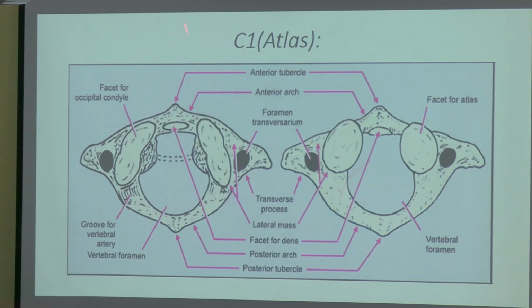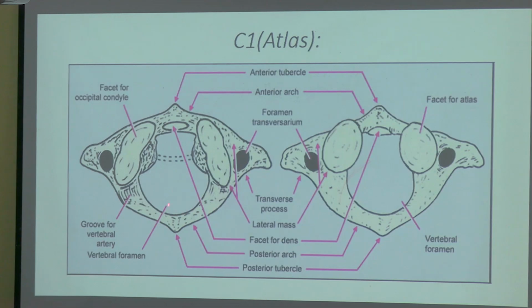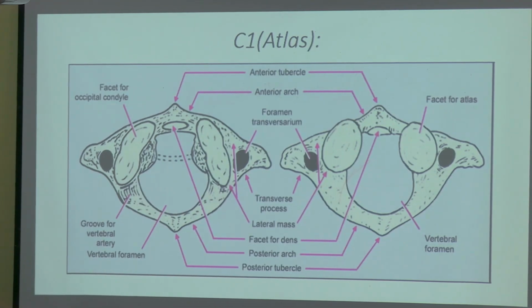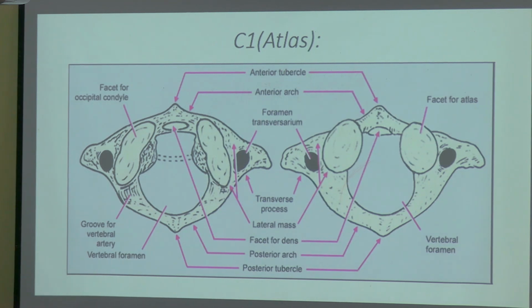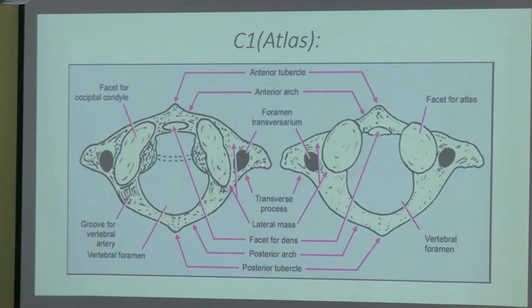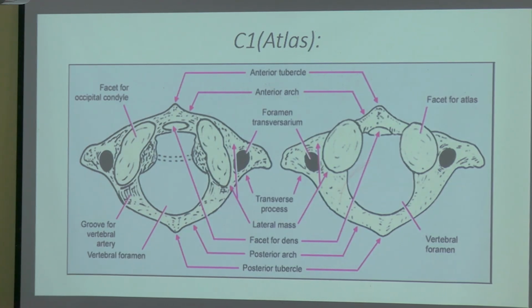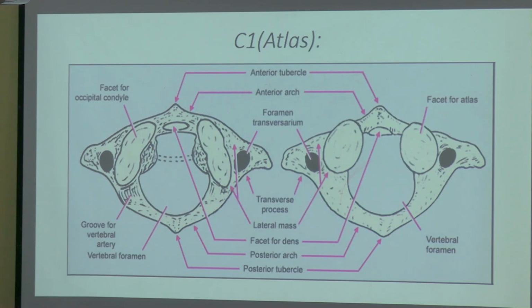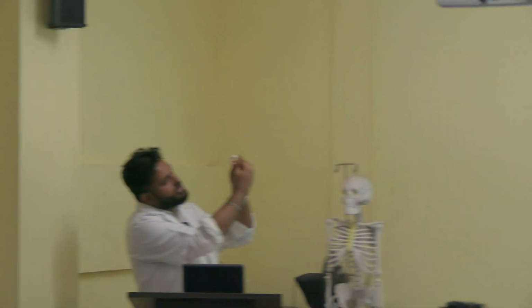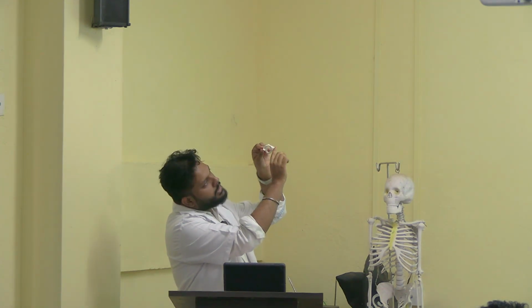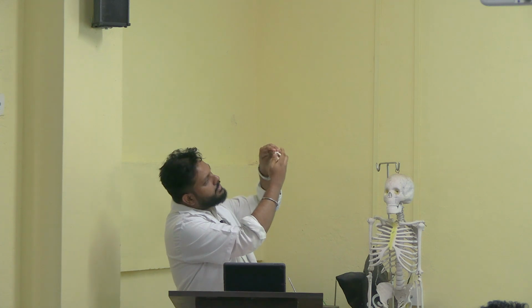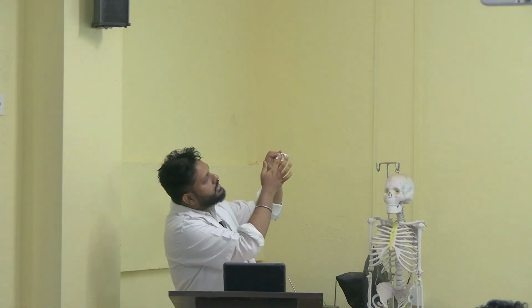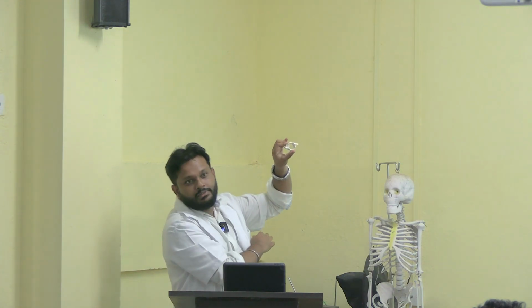Now click a picture of this one. This one is taken from the textbook of IBC. If possible, please draw a freehand diagram. Otherwise, just take a picture. These are transverse processes. This is the facet for dens. See, this is the anterior tubercle. This is your posterior tubercle. Transverse process, foramen transversarium, superior articular facet, inferior articular facet, and this is the facet for dens.